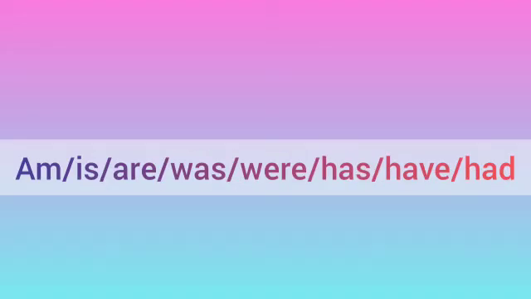Then the third rule: after the subject, use the proper form of 'be' according to the tense and number of the object. Be forms are like am, is, are, was, were.